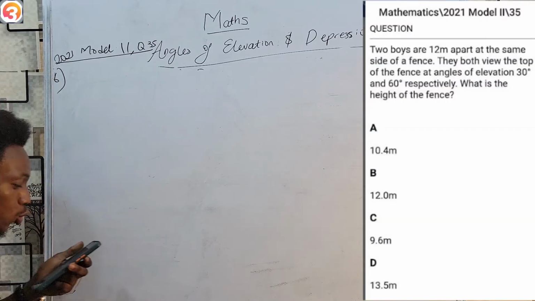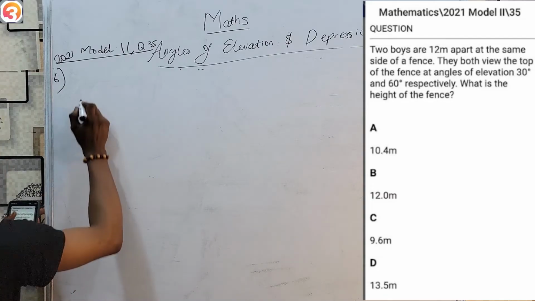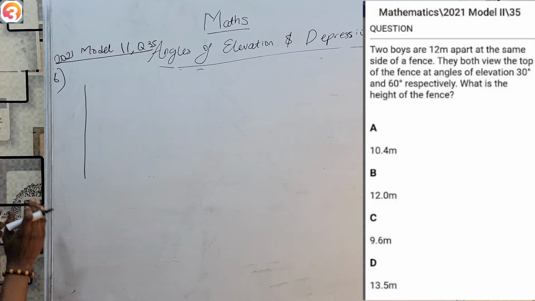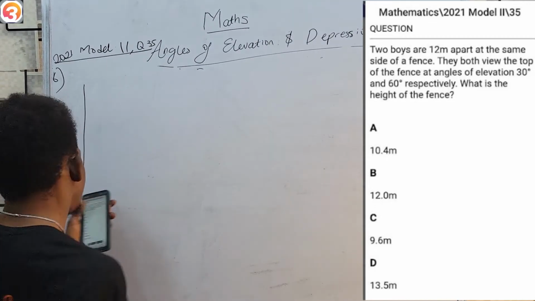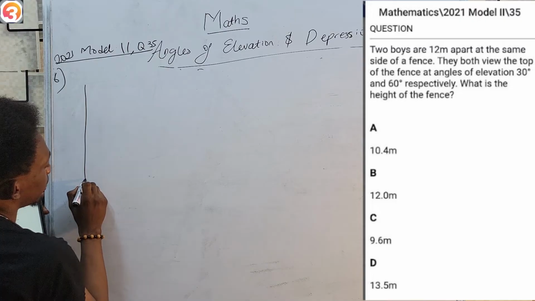Two boys are 12 meters apart on the same side of a fence. Let's say I have a fence here, and I know that the two boys are on the same side, so they are both on my right in my diagram. Now, they both view the top of the fence at angles of elevation of 30 degrees and 60 degrees respectively.